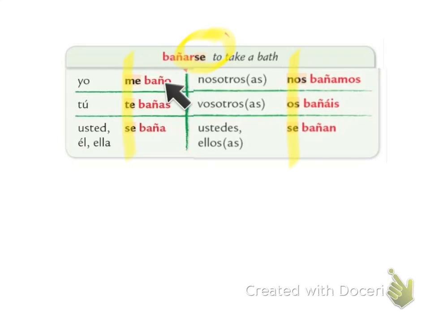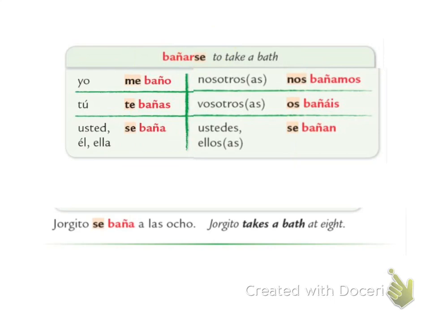So we're going to match up. Our O ending for yo form is going to match up with the me, which is first person singular pronoun for the reflexives. So we have to do two things with reflexive verbs. We have to change the pronoun and we have to conjugate the verb. There's your example. Jorgito se baña a las 8. Se is your reflexive pronoun. Baña because it's Jorgito.